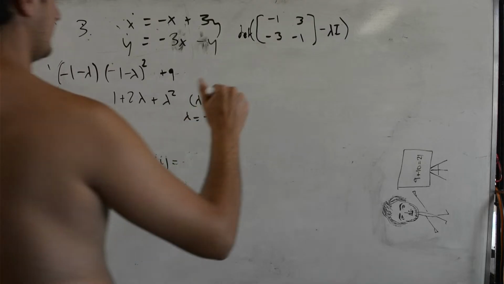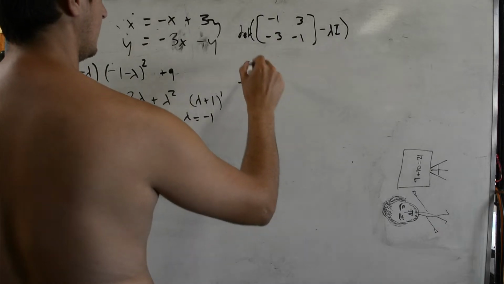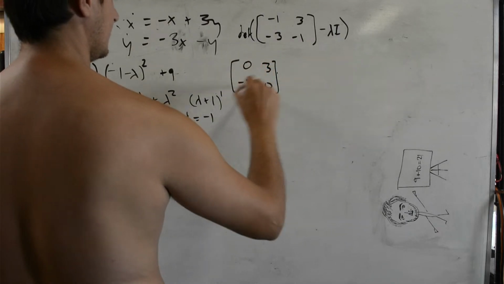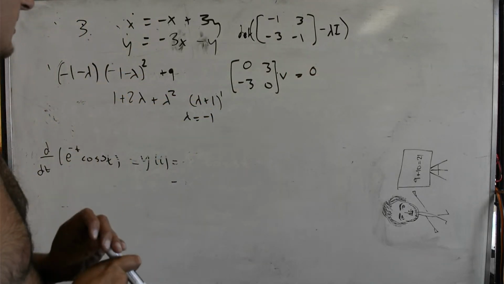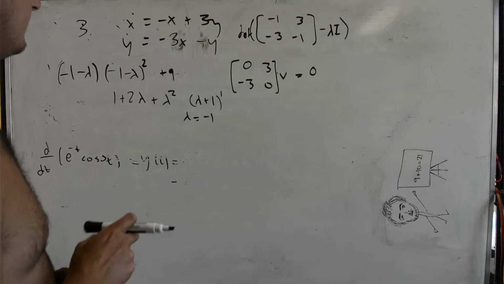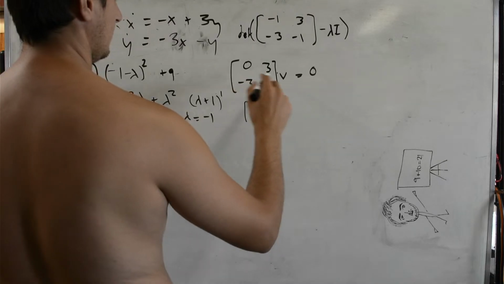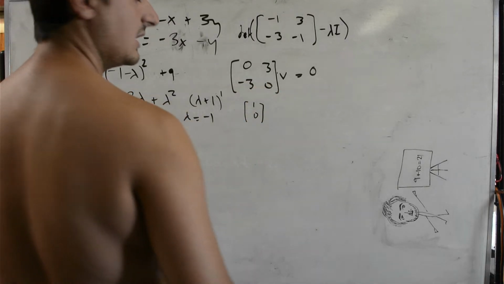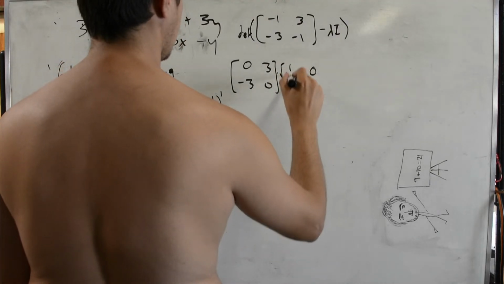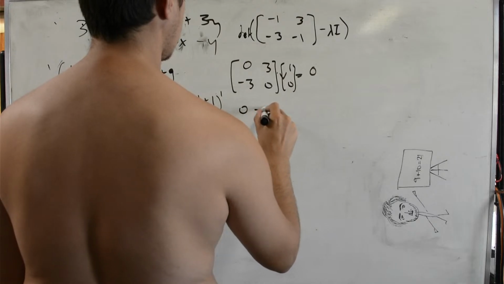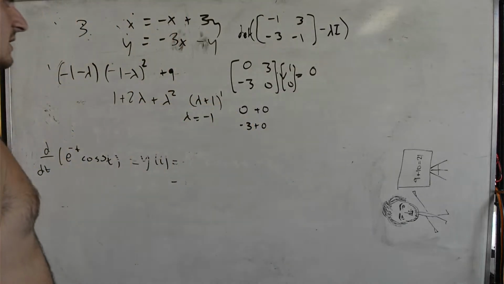But to find the eigenvector, we're going to get the matrix 0, 3, minus 3, 0 times b is equal to 0. And we're trying to solve that. So we could take... actually, I don't know if that's right. If we have times 1, 0, we get 0 minus 0, 0 plus 0, and then minus 3 plus 0. So that's not going to work.